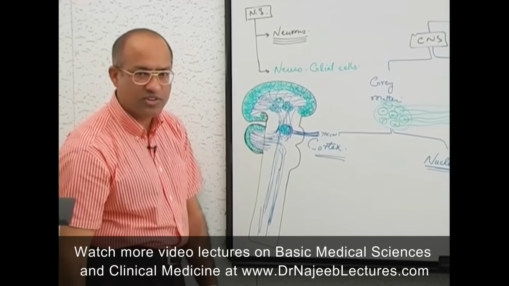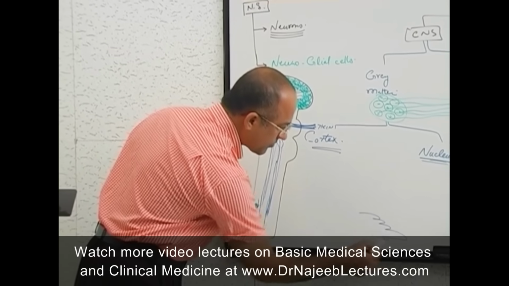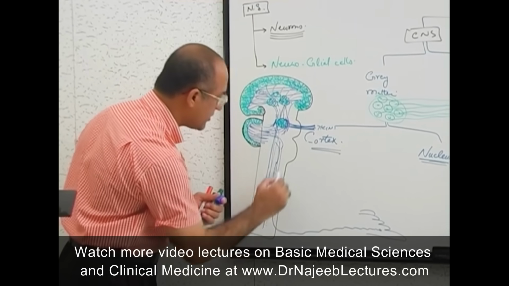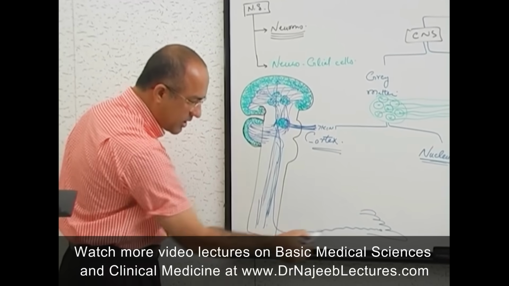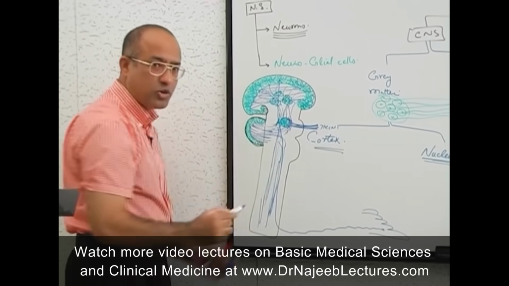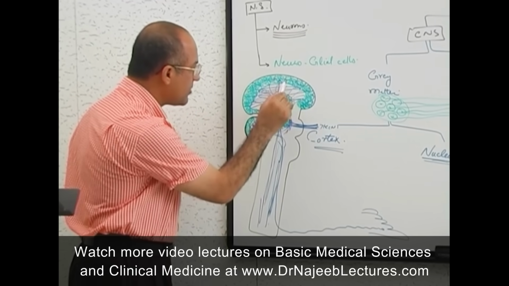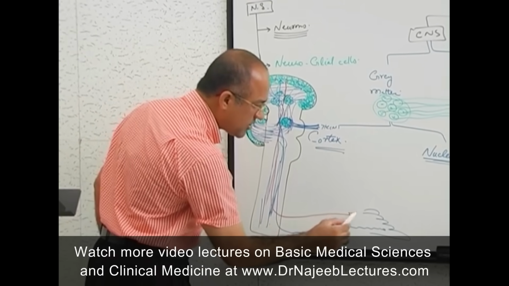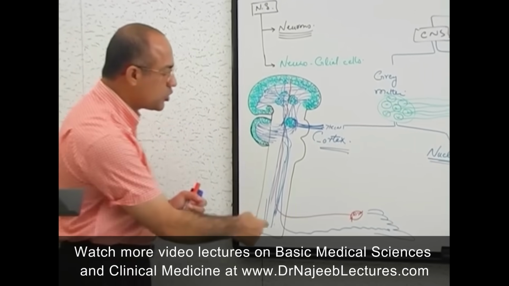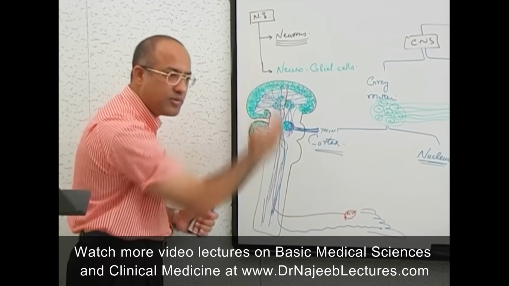For example, someone scratches your foot. So what will happen? From your foot, this information is going like this. This is a white matter system taking the information up, and then you decide to remove your foot. Then what will happen? From here, information will come down and go to the muscles here. So in the nervous system, there are a lot of fibers which are going up and down.